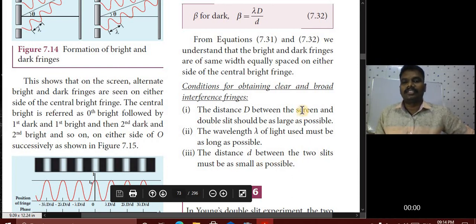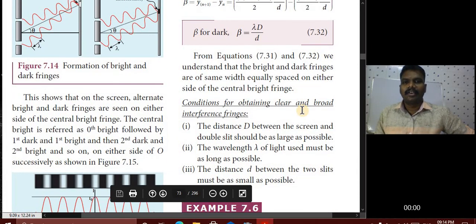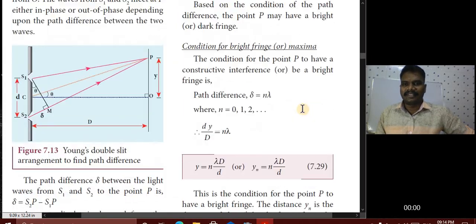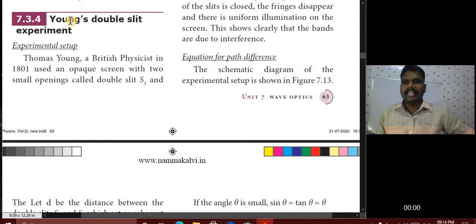So this question is very, very important. A 5 mark question, that is the detailed question answer from your 7th lesson. The topic name is Young's double slit experiment. Thank you very much, children.